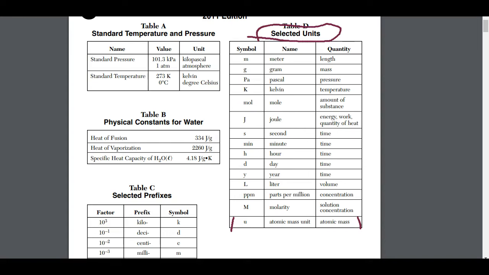And of course, the time ones would come into play maybe with half-lives, right? If you forgot what the symbols represent for things like days, minutes, years. But I just don't think you're going to be looking at D too much, but it is here if you need it.